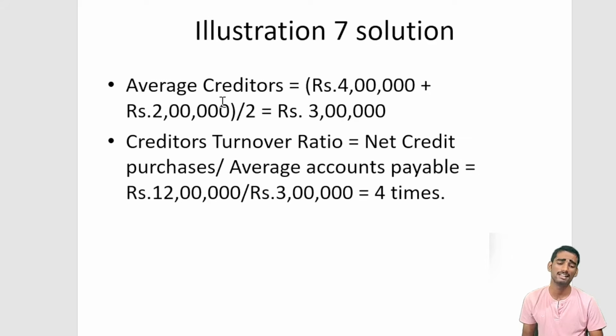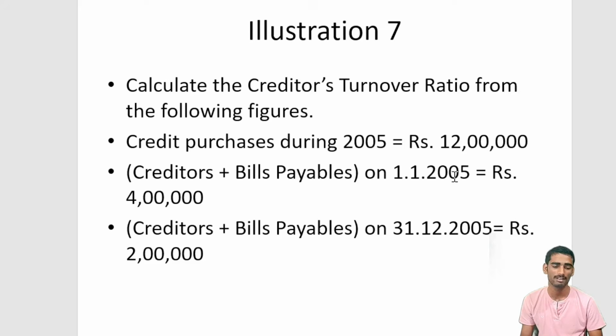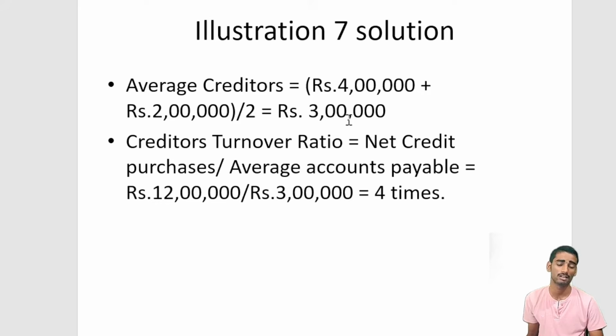Here it is easy: average creditor is equal to what? 4 lakh plus 2 lakh divided by 2. Means of the bill payable, you add both and take the average, that is by 2. So just do the calculation and you will get the value as 3 lakh.